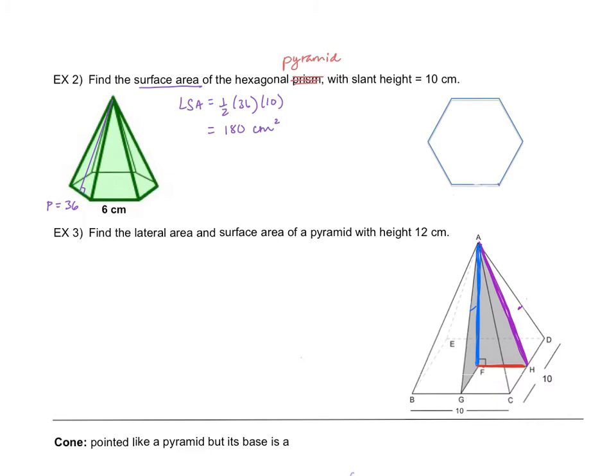But remember, that's the lateral surface area. So we want to find the total surface area, right? So that's really our lateral surface area plus our base. Now, the area of our base, we have to figure that out again, remember, by looking at this idea of a hexagon. So we're going to use this picture over here to help us.